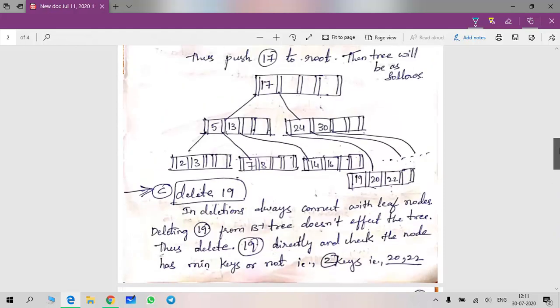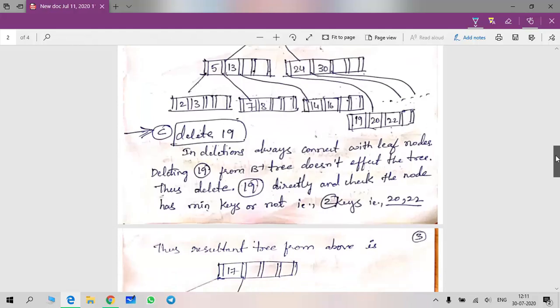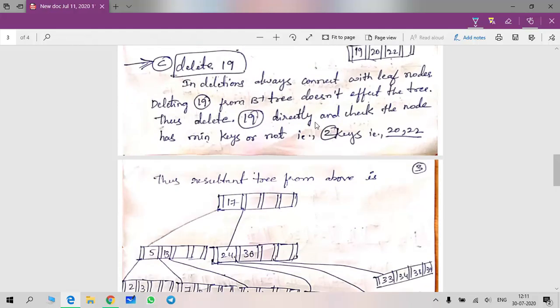This is the existing tree now. So let us try to delete an element from this B plus tree. See here, deletions always concern leaf nodes. So always we have to delete from the leaf nodes itself. Okay, deleting 19 from the B plus tree does not affect the tree. Thus delete 19 directly and check whether the node has minimum keys or not, that is 2 keys.